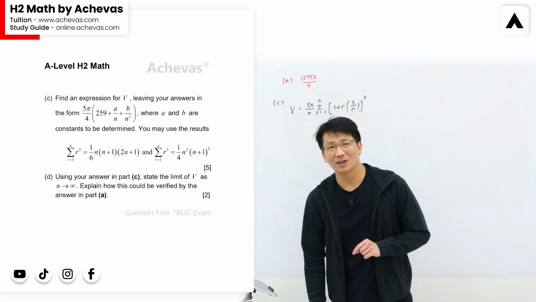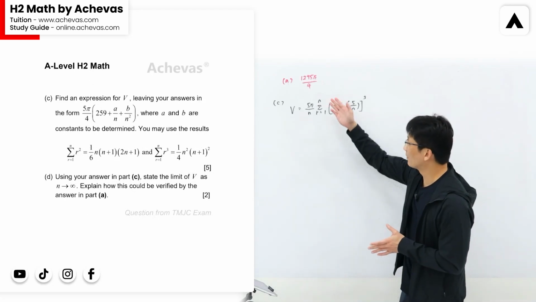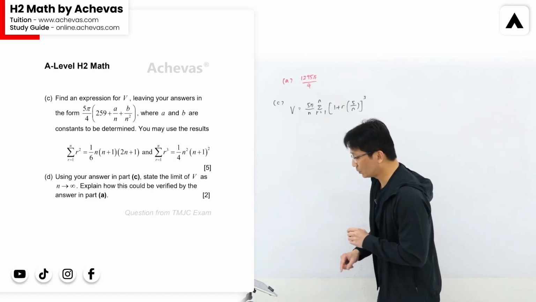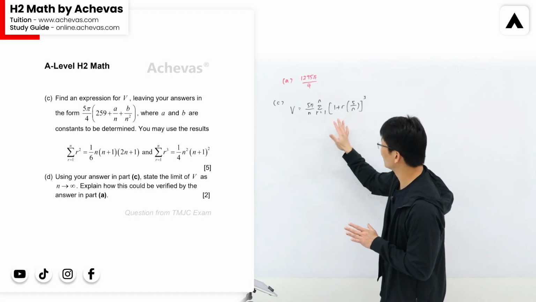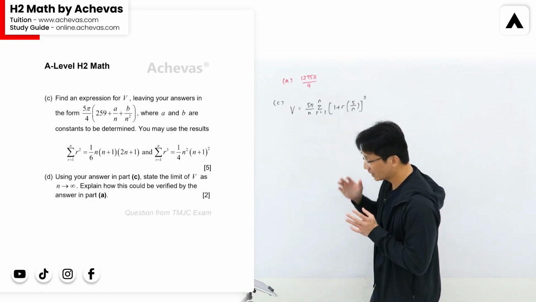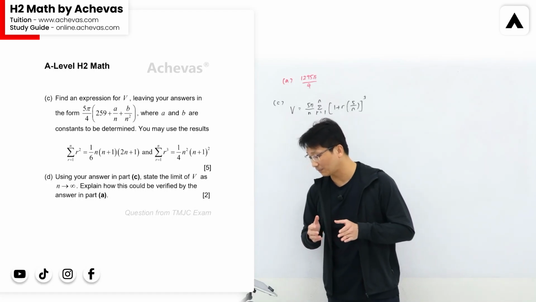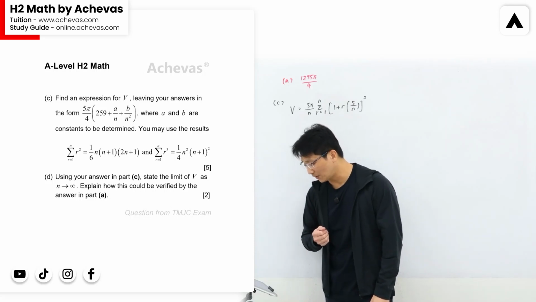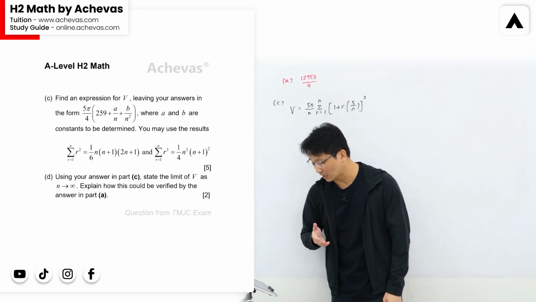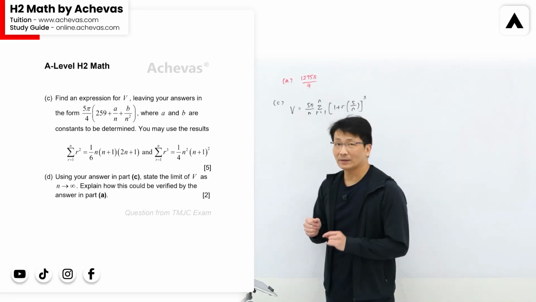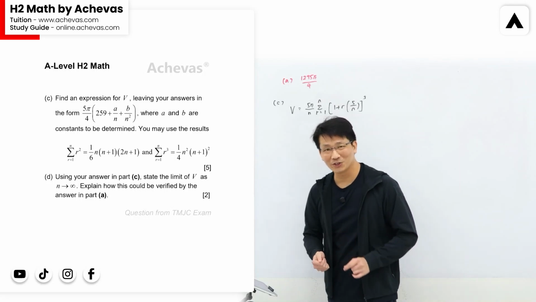Let's continue with part C of this question. I've written down the answer for part A, which we're probably going to use later. For part C, we are asked to find an expression for this. This is the result we have found in part B. We are supposed to expand, evaluate and simplify until we have this expression, 5 pi over 4, 259 plus a over n plus b over n squared. We are also given the results for the summation of r squared and the summation of r cubed. I would say this part of the question is more like testing our algebraic manipulation skill.